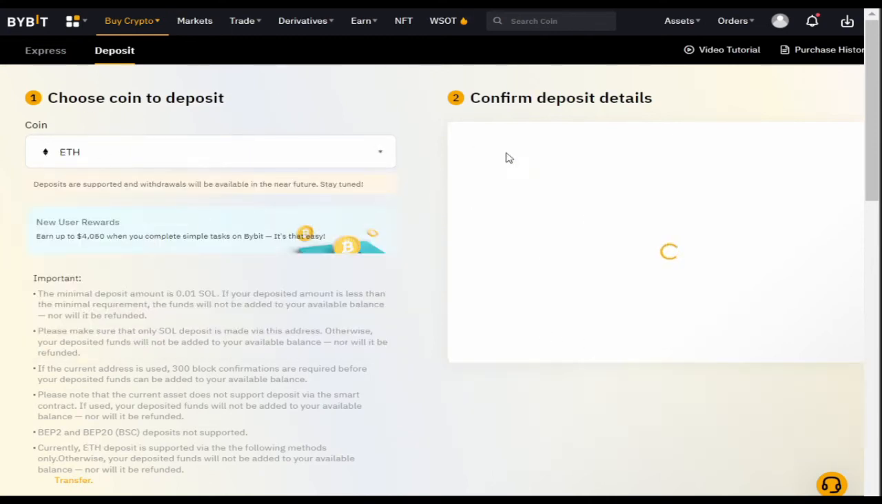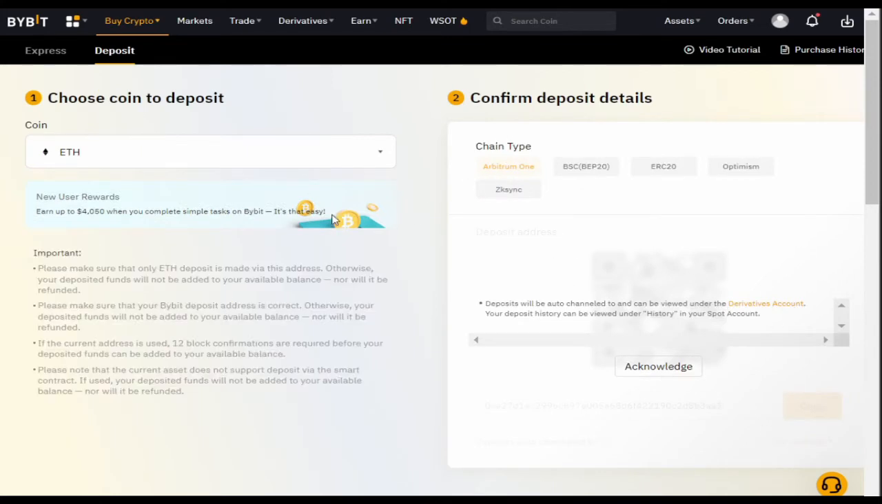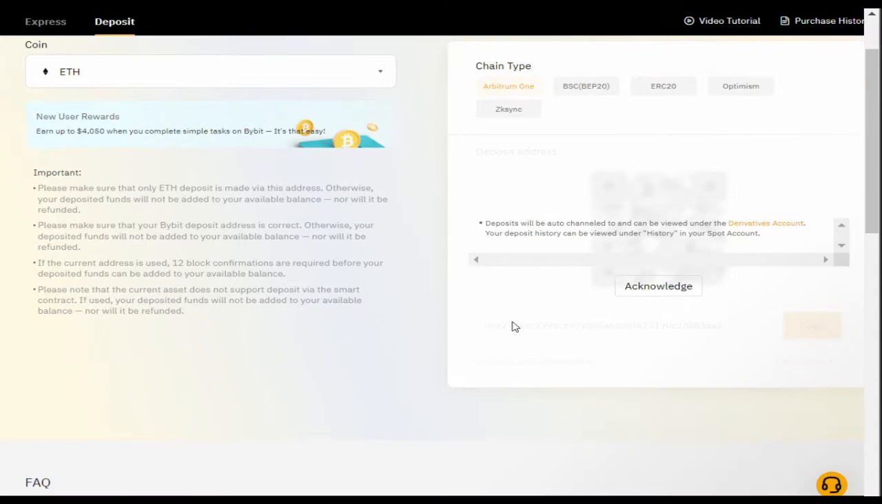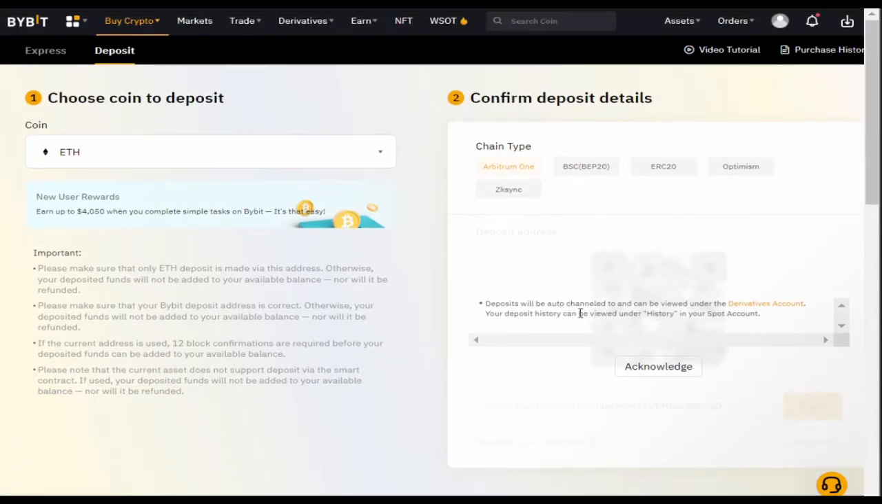Bitcoin, Ethereum, whatever it is, let's just say ETH. And it's also pretty cool because it gives you the chain type. So if you don't want to send it on Ethereum's mainnet, you can send it on a layer 2 like ZK Sync or Optimism, Binance, or just Ethereum's regular mainnet. Deposits will be auto-channeled to and can be viewed under your derivatives account. So just something to be aware of, but that doesn't really matter.